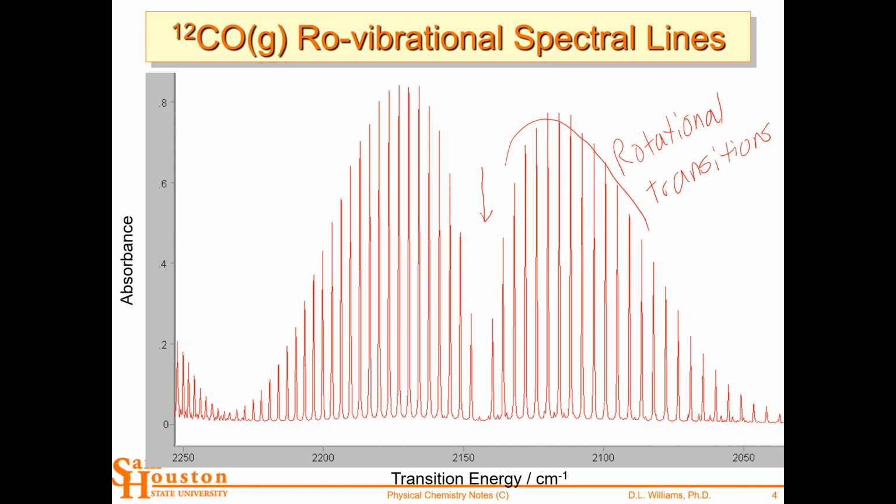Now, one thing about this spectrum, let's look at the y-axis. This is absorbance, and so a tall peak means it's absorbing more light than a shorter peak. And then down here at the bottom is transition energy in wave numbers. So what is a wave number?